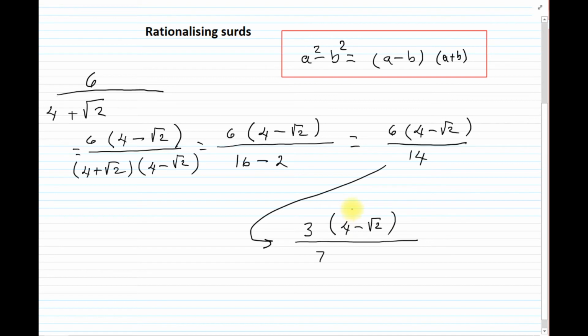Now you can write this as 12 minus 3 square root of 2 over 7, or we can leave it as 3 bracket 4 minus square root of 2 close bracket over 7. They're equivalent statements.